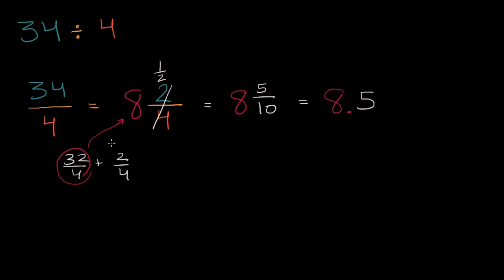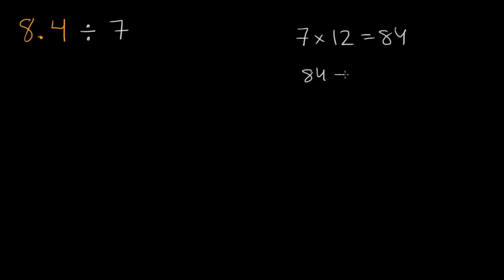And actually, let's do one of them where a decimal itself is being divided. So let's say we wanted to calculate 8.4 divided by 7. Pause this video and see if you can figure it out. When you look at this, you might immediately say, well, I know 84 is divisible by 7. If you know your 7 times tables, we know that 7 times 12 is equal to 84, or that 84 divided by 7 is equal to 12. But this isn't 84, this is 8.4. So how do we think about it?